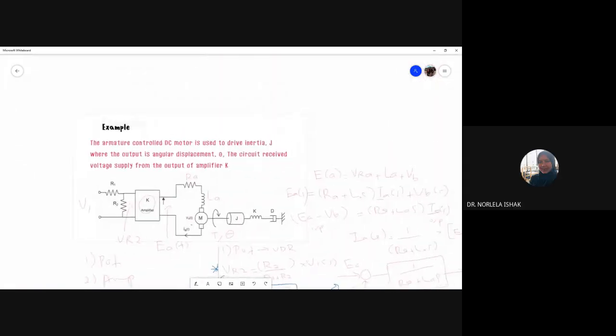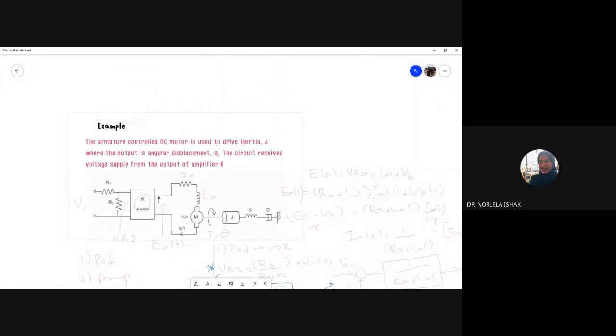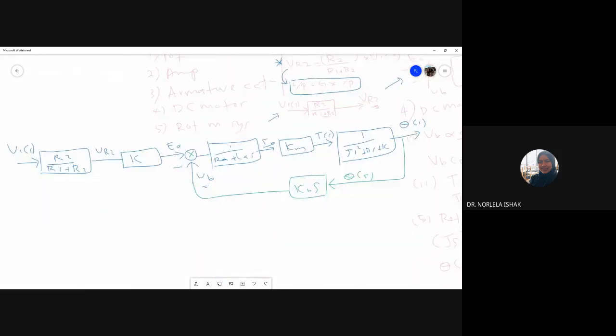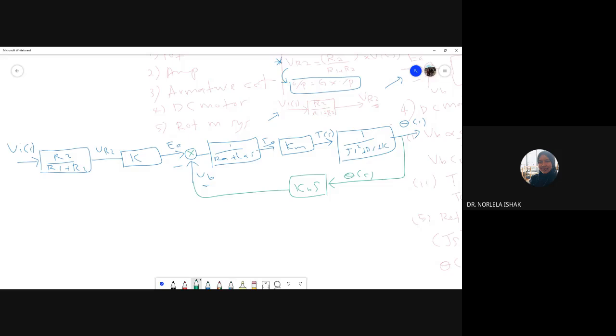Angular. Dekat sini pun dia dah cerita kan? Where the output is angular displacement. Okay, the output is angular displacement. So, first kita boleh buat apa? Ni Madam labelkan A and B. This one, I make it C, D, E. And this one is F.